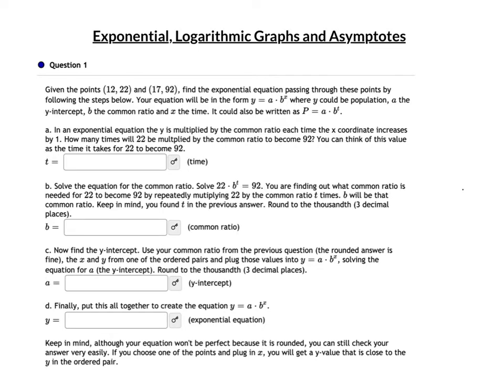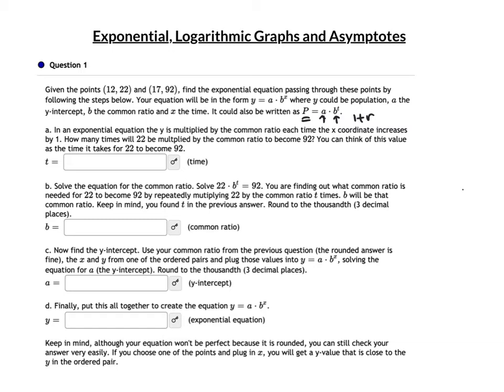Question 1 off your assignment. You're given a couple of points. You want to find that exponential equation. This is like what I did in the teaching part of the video. You're going to write it in the form of y equals a times b to the x, where y could be population, a is the y-intercept, b the common ratio, and x the time. You could think of it as the population equals the start times the common ratio, that's 1 plus r, to the power of t, where t is time.